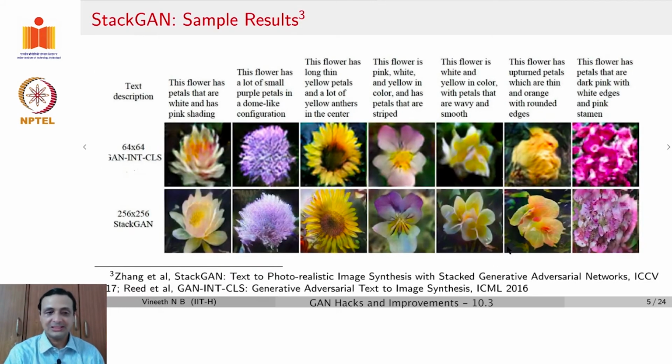Here are some results that are obtained from StackGAN. What you see on the top row is a baseline method called GAN-INT-CLS that was published in 2016, and the bottom row shows the results of the StackGAN. You can see here in the first column, the caption says, "This flower has petals that are white and has pink shading." You can see here that the quality obtained by the StackGAN is far more photorealistic than earlier methods, and this holds for all these images that you see at the bottom row.